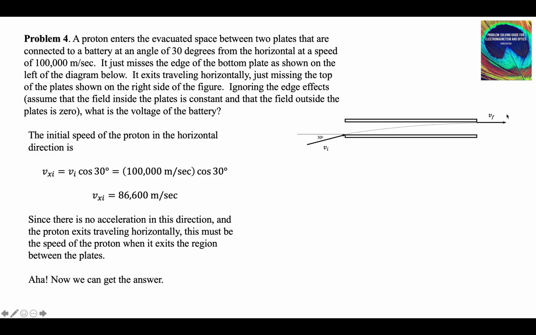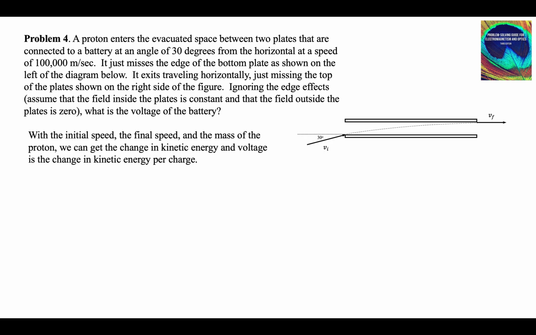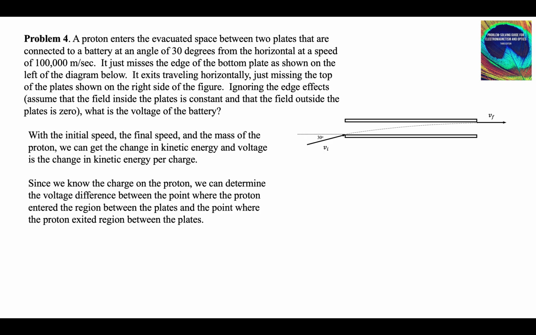Ooh, I think I see it. I think we can get the answer. We have the initial speed, we have the final speed, we have the mass of the proton, we can get the change in kinetic energy. The voltage is the change in kinetic energy per unit charge. We know the charge on the proton. I like it. Kinetic energy initial, 1/2 mv squared.